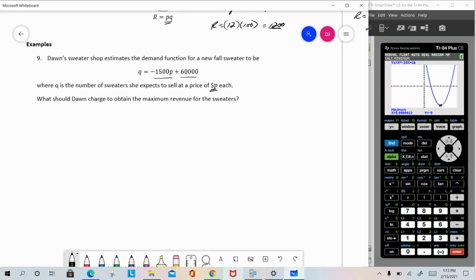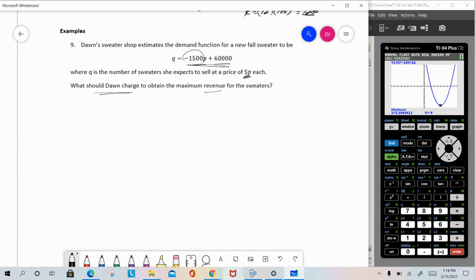Okay. Now, notice I have a slope here of negative 1,500, which means that Dawn would expect that for each $1 increase in the price of the sweaters, she would expect to see a decrease of 1,500 sweaters sold. Okay. So what should Dawn charge? If this is her demand function, she has figured that out. She's done some research to estimate the demand function there.